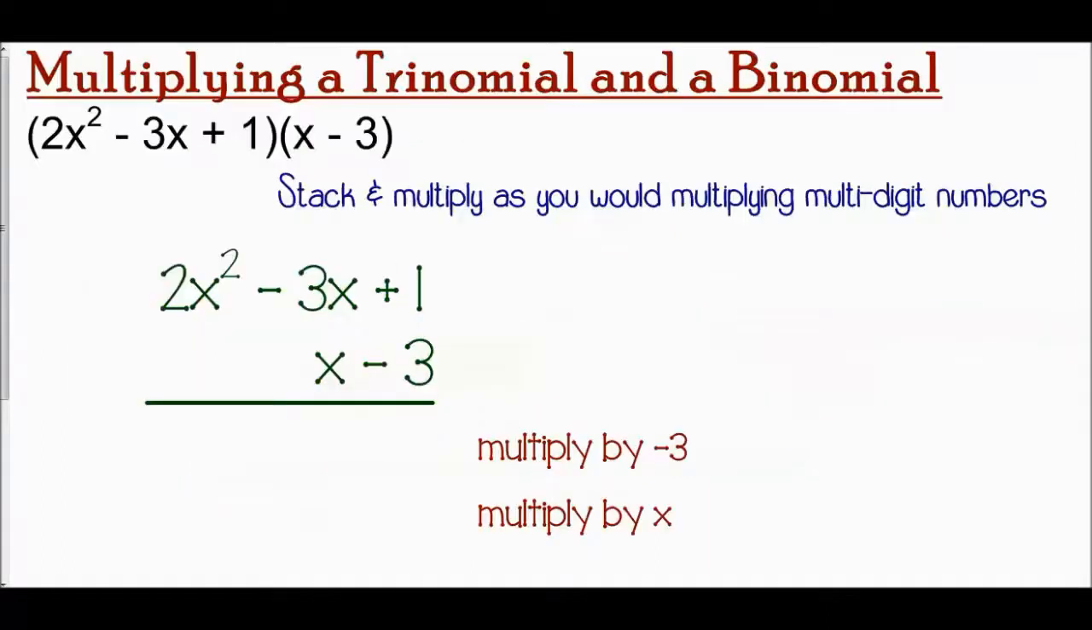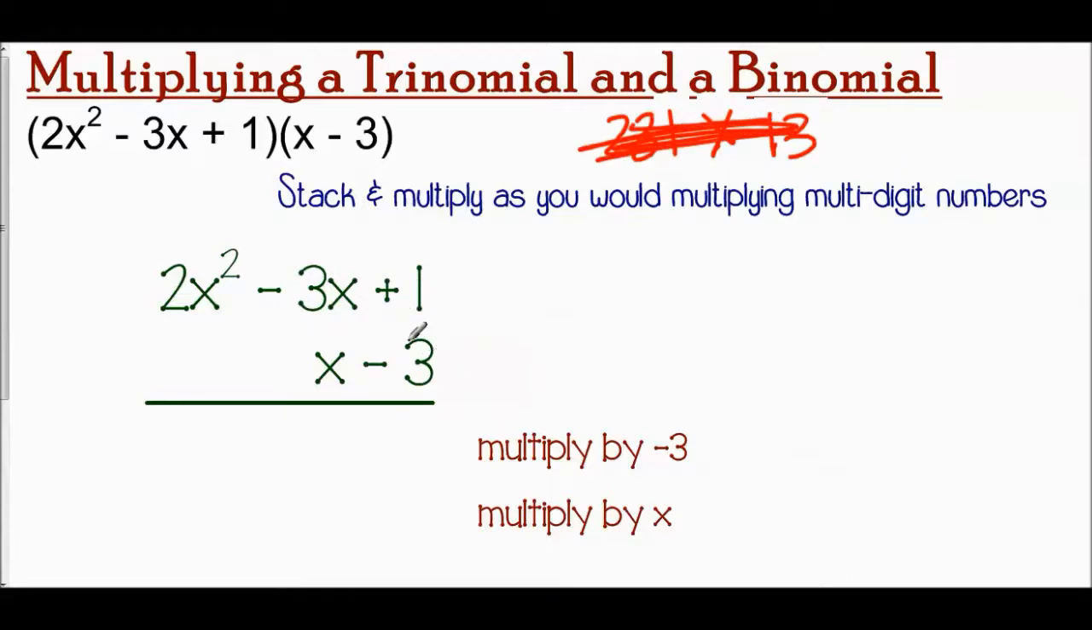Then finally, let's look at multiplying a trinomial and a binomial. You have 2x squared minus 3x plus 1 times x minus 3. I have a trinomial, 3 terms, times a binomial, 2 terms. So you're going to stack and multiply as you would multiplying multi-digit numbers. Think of that as 231 times 13. It's the same thing. I am stacking my numbers and then I'm going to multiply.